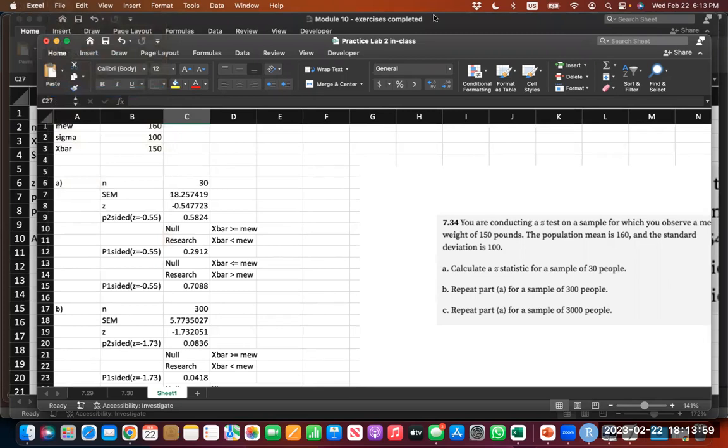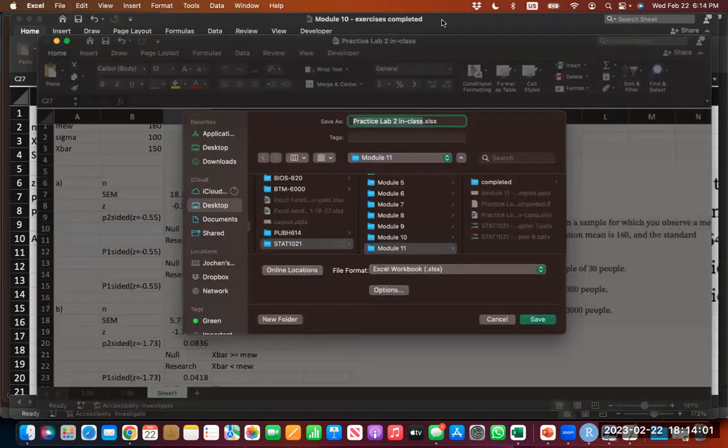I just realized I just have this one. I didn't copy.